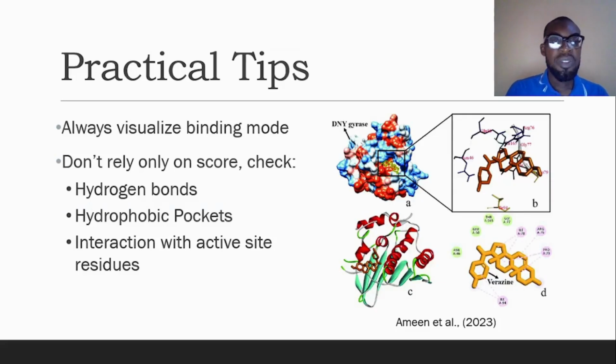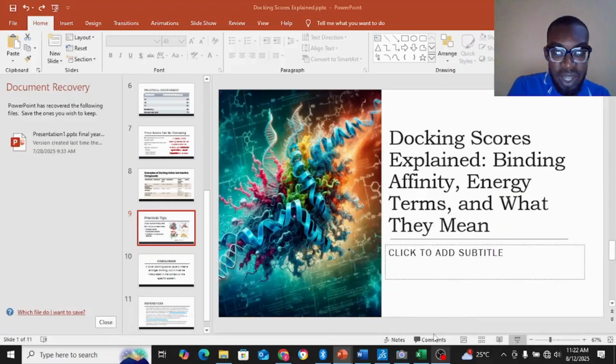Now, what are some of the things you can do when you are carrying out molecular docking and you're working with docking scores? Always visualize the binding mode. Don't just rely on the result you've gotten. Visualize it. It's important you check if that interaction is taking place in the active site. Secondly, it's important that you check if you're having interactions like hydrogen bond interactions, hydrophobic interactions, and interactions with active site residues. Now, let me show you an example of how to do that.